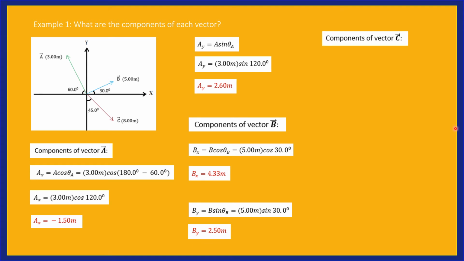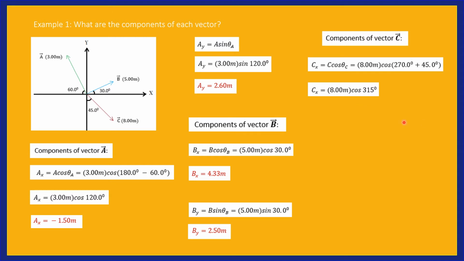The third vector has components Cx equals C cosine theta. For C, we have 8 meters, cosine of 270. If we go counterclockwise, we have 270, this is 270 plus 45 degrees. It gives us 315 degrees. So we have 8 meters times cosine of 315 degrees.